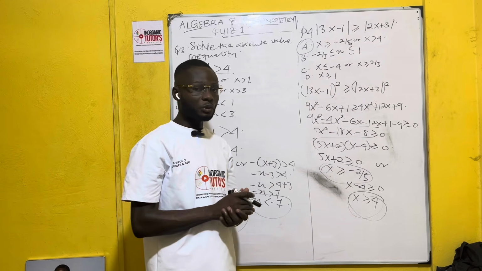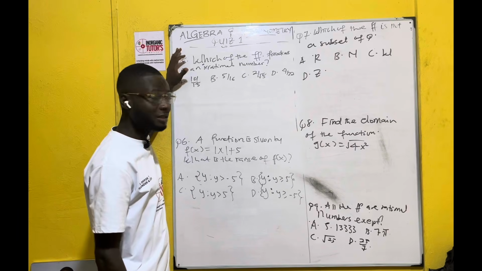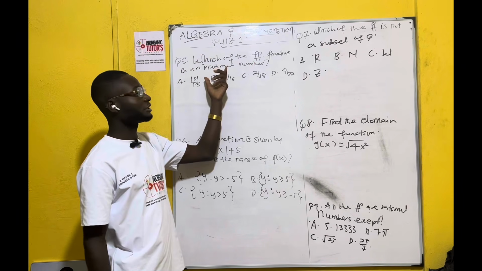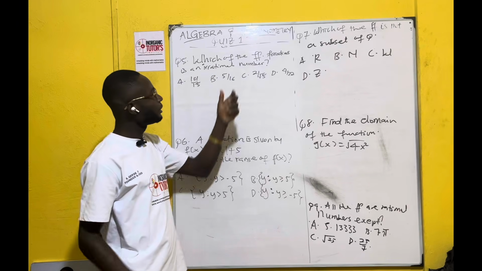Now let's move on to question number 5. With question number 5, we are asked to check which of the following fractions is an irrational number, right?